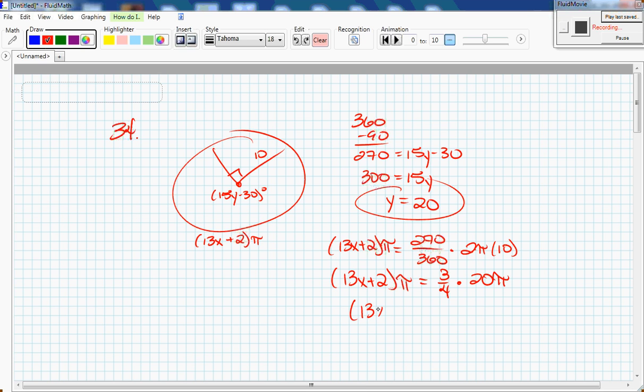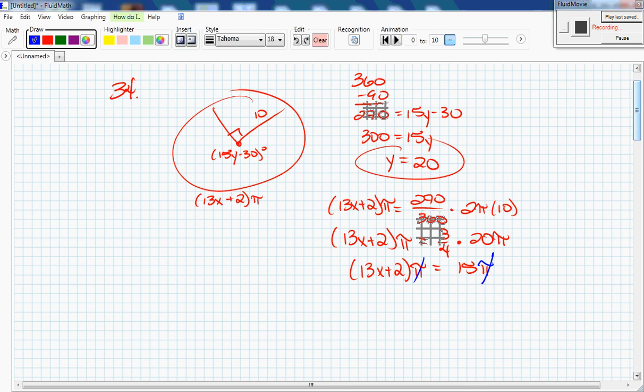Before I cancel them, what I'll do, and you could cancel at any point, I'll take 3/4 of 20, which is 15, so this is going to be equal to 15 pi. Makes it a little bit easier to see. So now that's gone, and this is gone. So all we have left then is the equation 13x plus 2 is equal to 15. When we subtract 2 from both sides, we have 13x equals 13. Divide both sides by 13, so x is equal to 1.